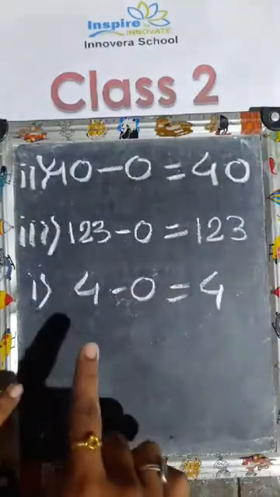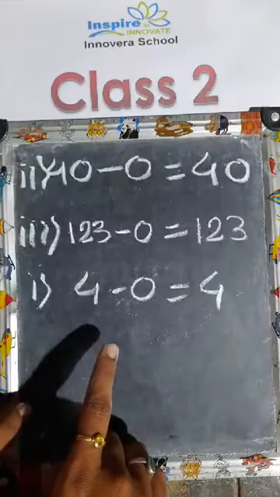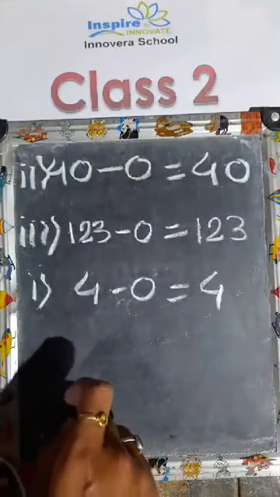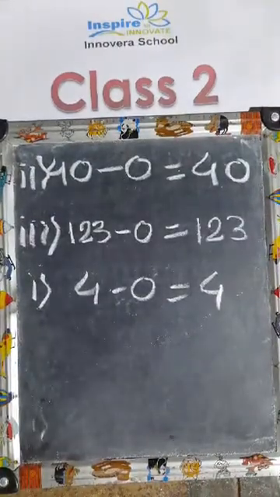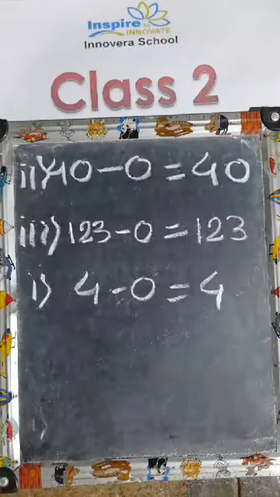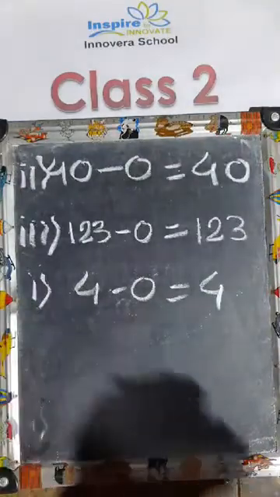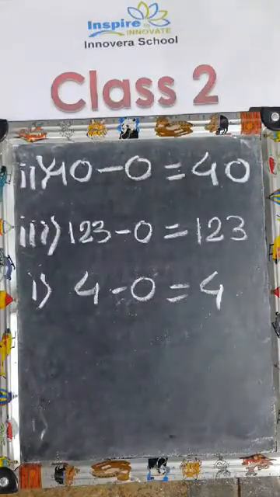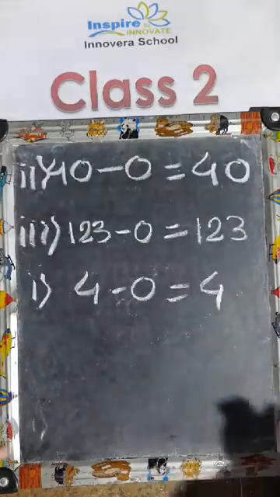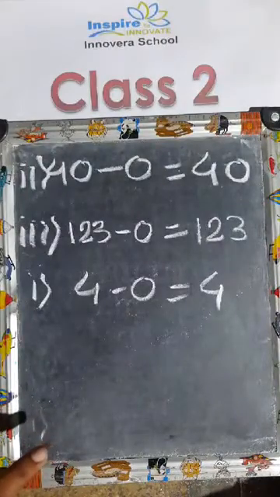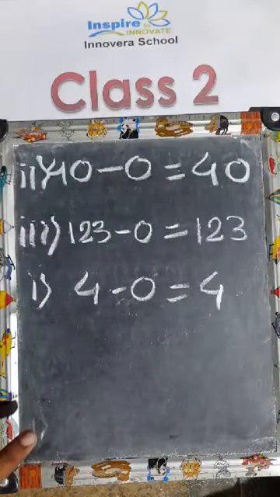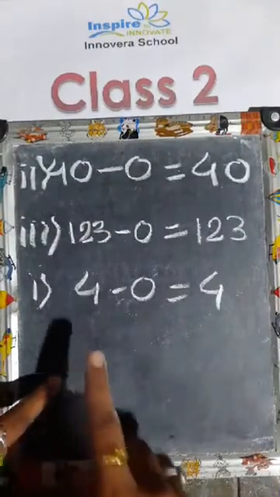So one more property is there. That is, when the same number is subtracted from a number, the difference is 0. When we subtract the same number from the same number, we get the answer 0. Okay. And when 0 is subtracted from a number, the difference is the number itself.